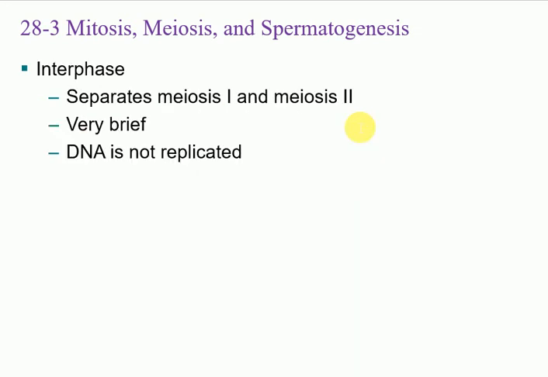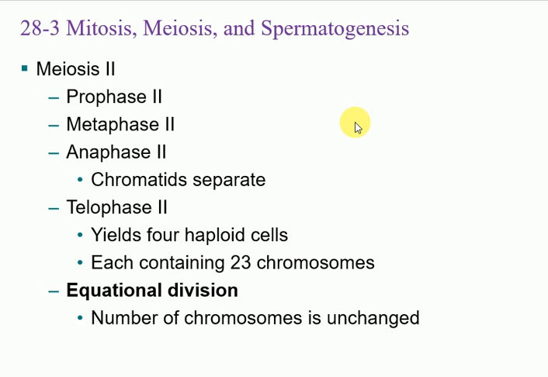There is a stage in between that's called interphase. It doesn't go from meiosis 1 straight to meiosis 2. Meiosis 1, interphase, and then you go to meiosis 2. This phase in between is called interphase. And then you go to meiosis 2, same thing again: prophase, metaphase, anaphase, telophase, but you call it 2.